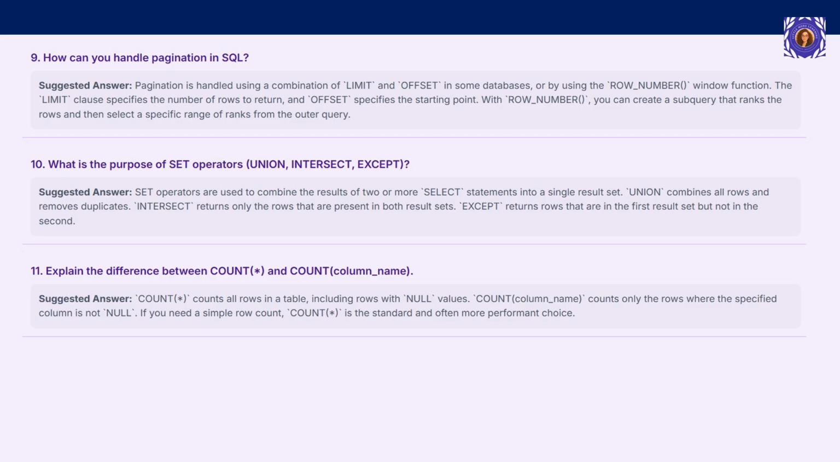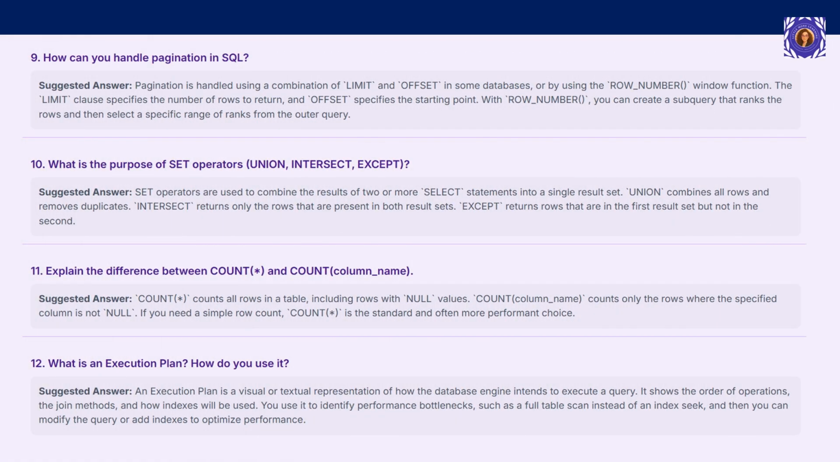Difference between count(*) and count(column_name)? Count(*) counts all rows, including those with null values. Count(column_name) only counts rows where the specified column is not null. What is an execution plan? An execution plan is a representation of how the database will execute a query. It is a vital tool for diagnosing performance issues.